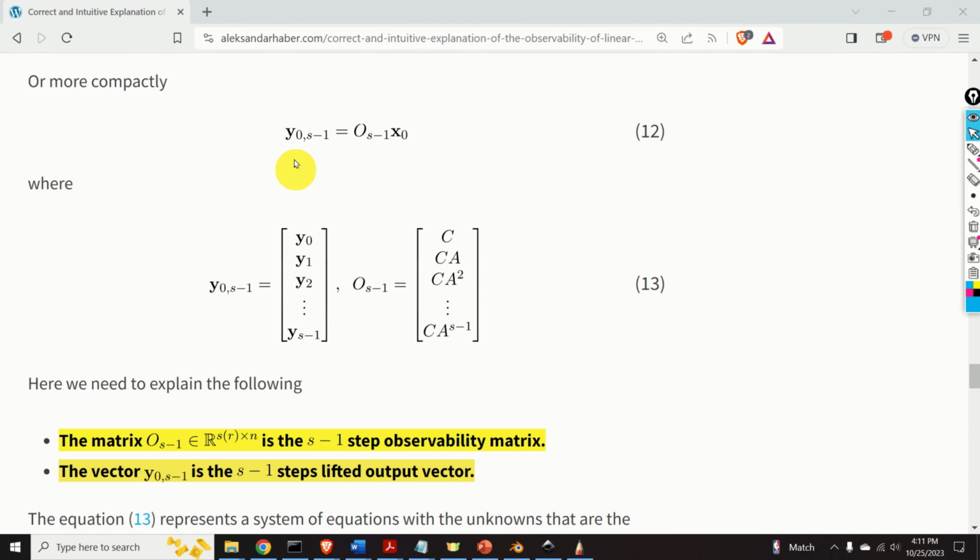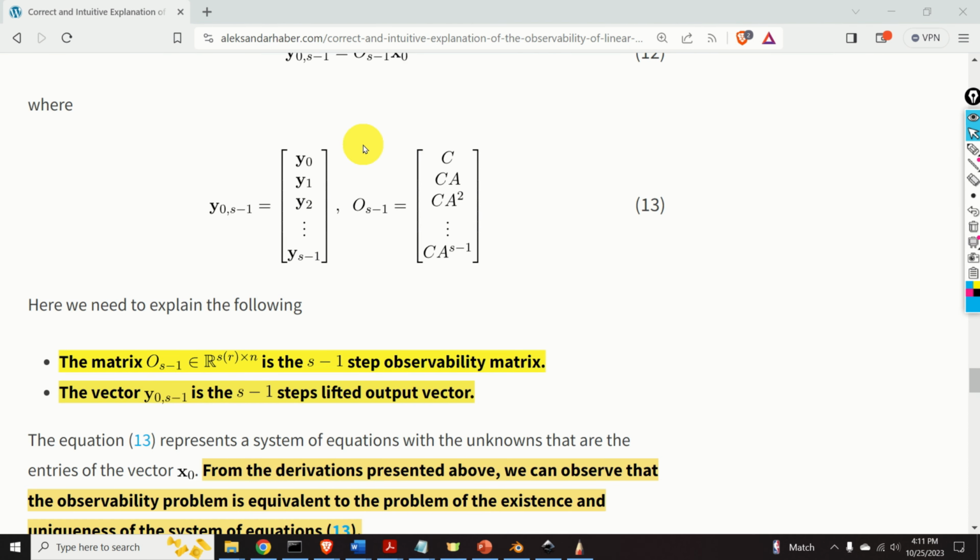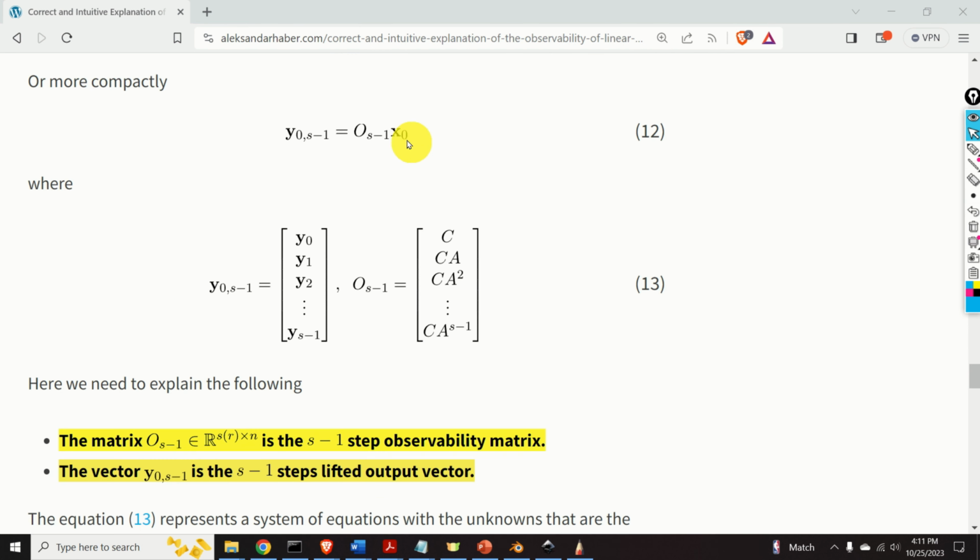This equation represents a system of equations with unknowns that are the entries of the vector x0. That is, in practice, this part is known. Since we can observe the outputs over time, we know the model of the system. Consequently, we can construct this matrix, and we want to determine x0.